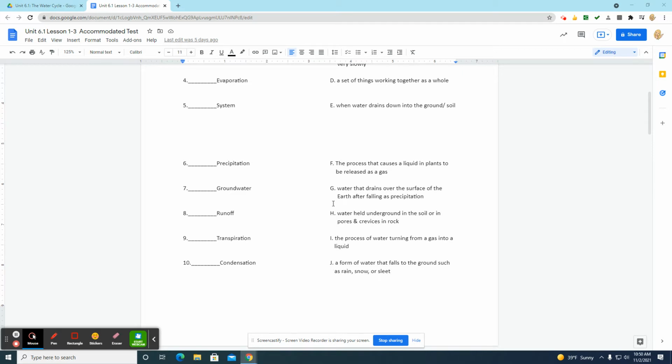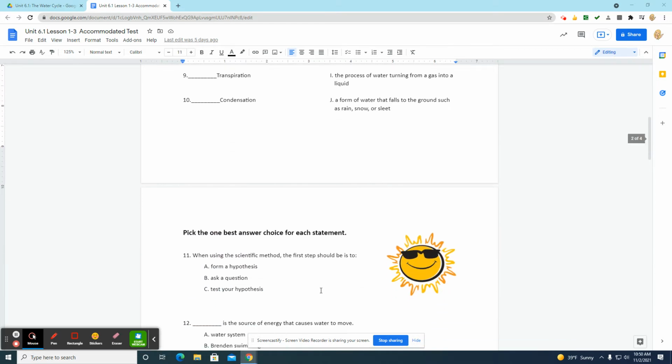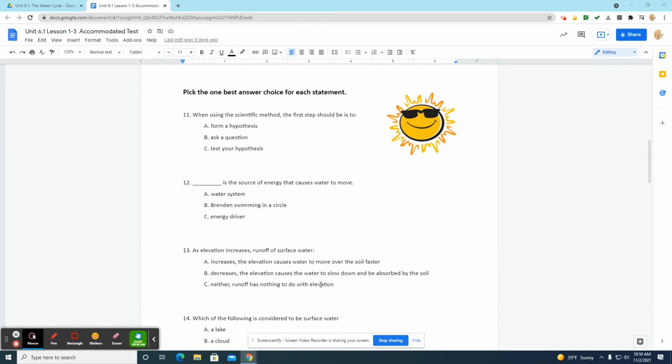Please be sure to put the letters of the definitions onto the lines that it goes with. You can draw lines to the right definitions, but please make sure that you put the letters on the correct lines. Again, I'm going to keep going. If you need a pause, please do so now. If not, I'm going to move on to the multiple choice.